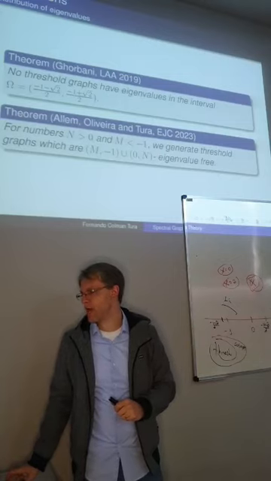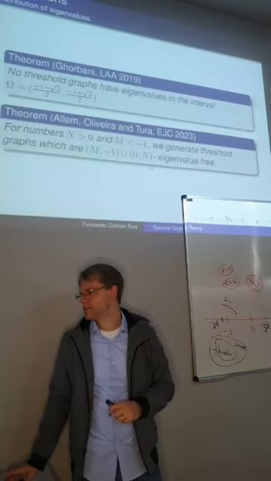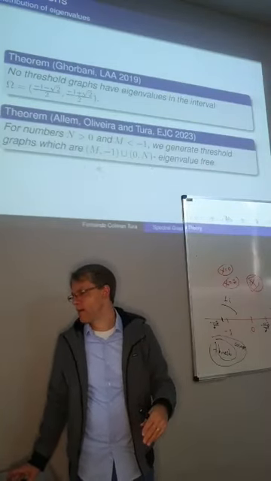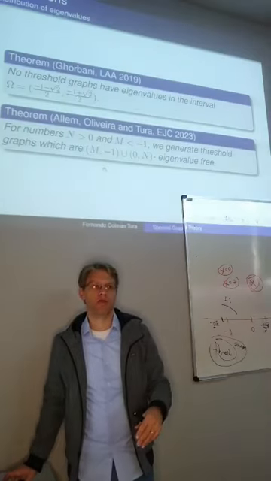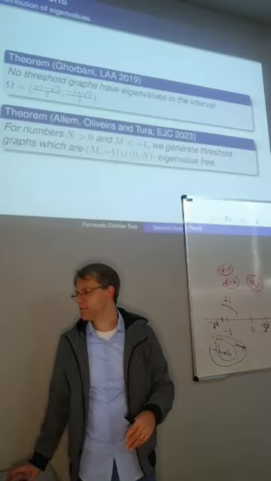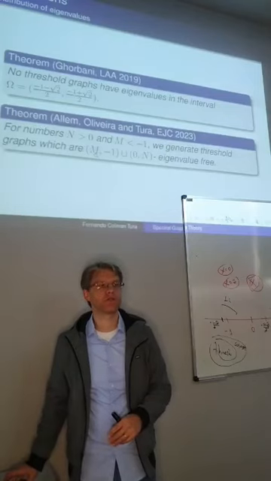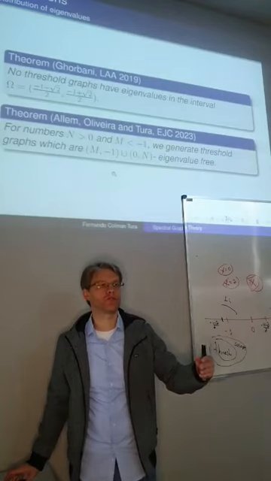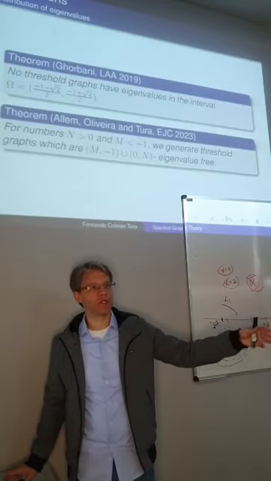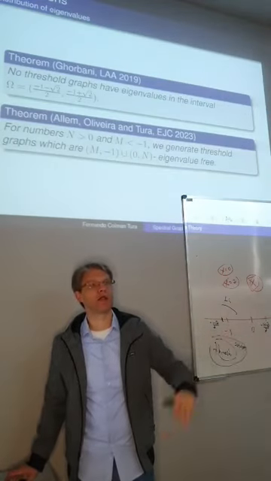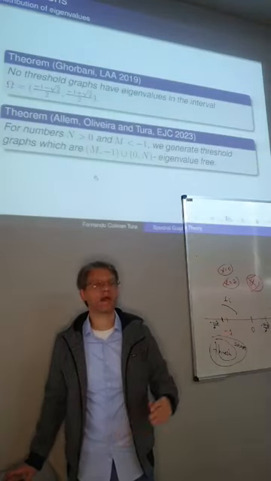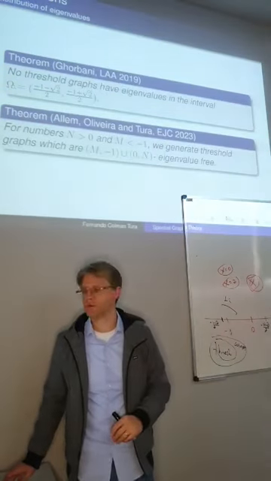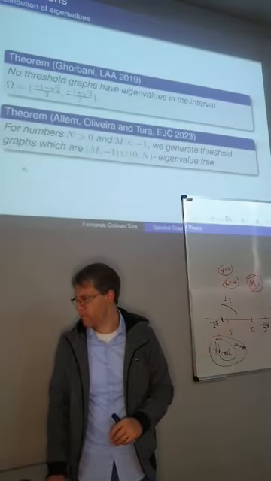Suppose you have numbers n and m, we can generate threshold graphs which are free of eigenvalues in an interval. What does that mean? That means no threshold graph has an eigenvalue in this interval here. It's possible to say how to obtain this threshold graph using the diagonalize algorithm. Okay, we extended the result of Gurbani to any interval.